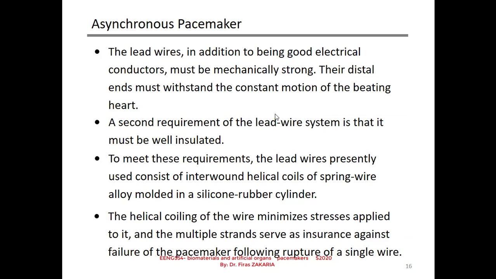فإذا هون خلينا نحكي كمان عن الوايرز، لأنه الليد وايرز كمان لازم يكون عندهم خصائص معينة. فإذا هني لازم يكونوا good electrical conductors، هذه أول شغلة. كمان they must be mechanically strong. لازم كمان هون their distal ends must withstand the constant motion of the beating heart. فإذا الليد وايرز لازم يكون عندهم هالثلاثة characteristics: good electrical conductors, mechanically strong، وكمان resistance to the constant motion of the beating heart.